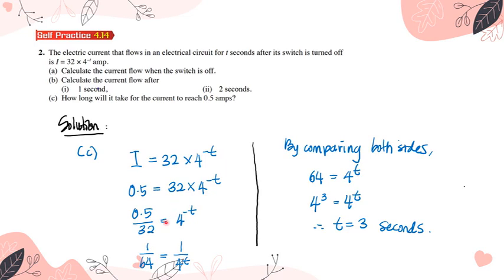So we change the form of 4 to the power of negative t to 1 over 4 to the power of t. So by comparing both sides, 64 is equal to 4 to the power of t. We convert 64 to 4 cubed because we want to compare the bases. Since the bases are equal, which is 4, then the indices are also equal. So 3 is equal to t. So t is 3 seconds.